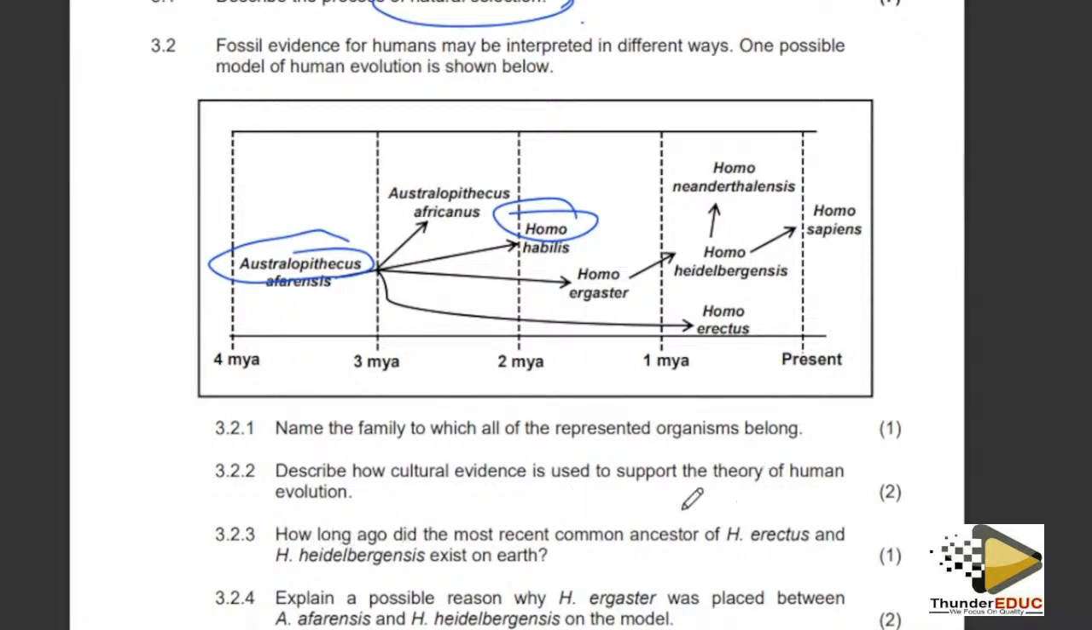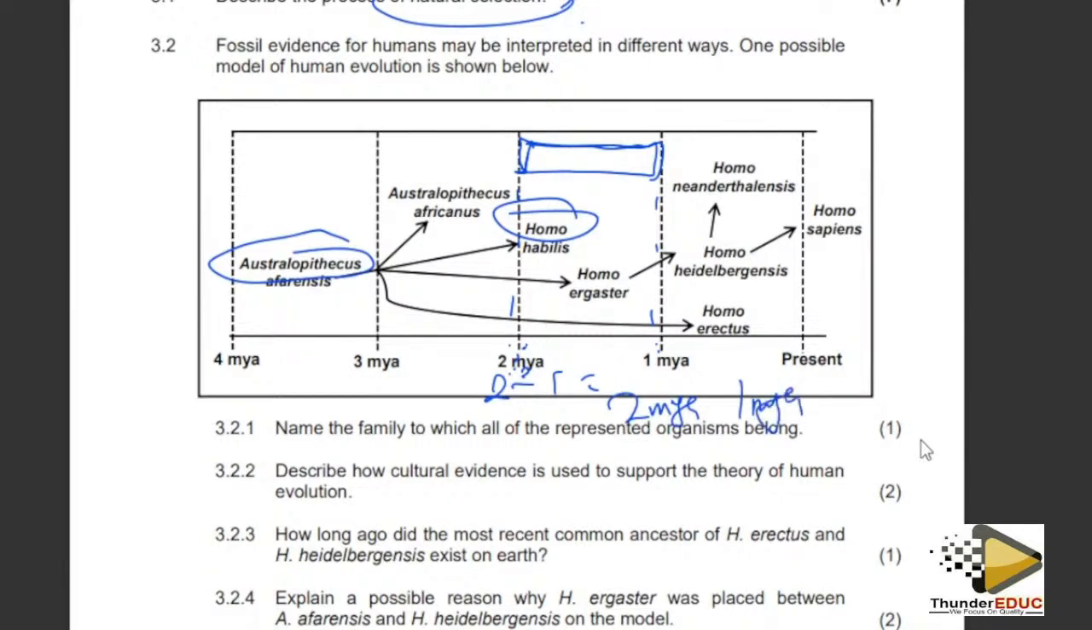How long ago did the most recent common ancestor of this and this exist on Earth? When they say how long ago, for example, did Homo ergaster exist, you come here and draw where it appeared and where it went extinct. How long ago did they appear? It's going to be 2 million years ago. How long ago did they go extinct? It's going to be here, 1 million years ago.